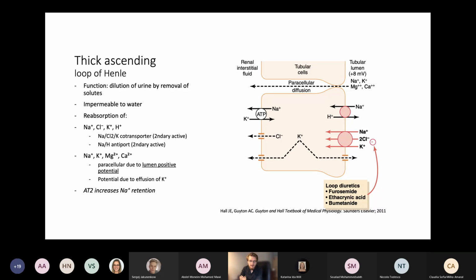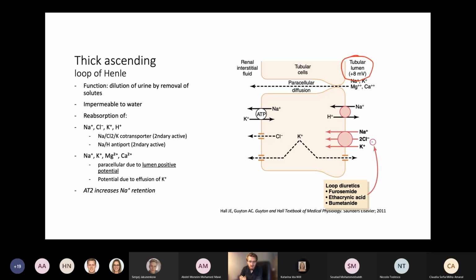Furthermore, because we are again removing a lot of negative charges this time around, because of the reabsorption of chlorides, we're actually going to start creating a lumen positive potential. And this is then going to drive the reabsorption by diffusion of all the positively charged ions, so sodium, potassium, magnesium, and calcium. This mostly occurs by paracellular diffusion. The terms lumen positive and lumen negative potentials, I think, are a must for the oral exam, and you should also remember where exactly and when exactly they occur.